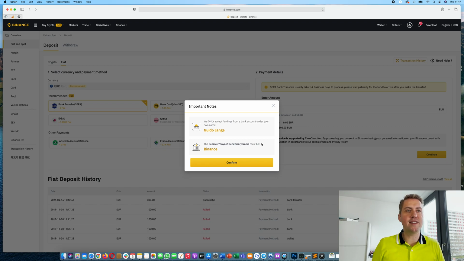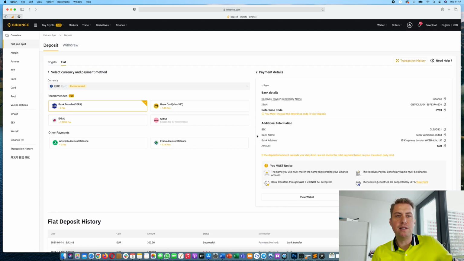And here you have to confirm that the name of the bank you are borrowing the money from matches the name of the Binance account, or the name the Binance account is verified to. So I'm verified on Binance with my name Guido Lang, and of course my bank account runs under the same name. And as the name of the receiver, I need to enter Binance if I do the wire transfer. However, once we confirm that, the next thing we get is the account number, and we can wire the money to. And of course, you need to add the reference to the wire transfer, and then we can just wire the money there. It depends which bank you are using.